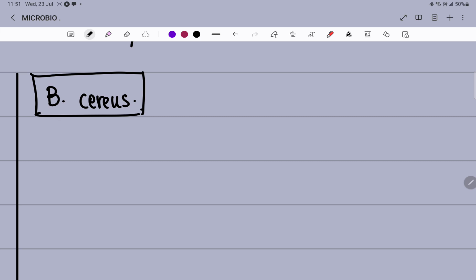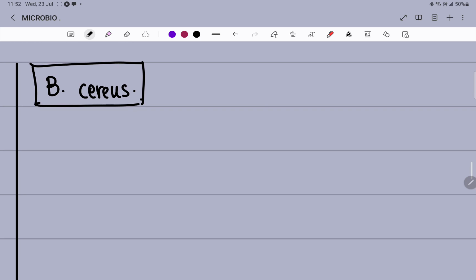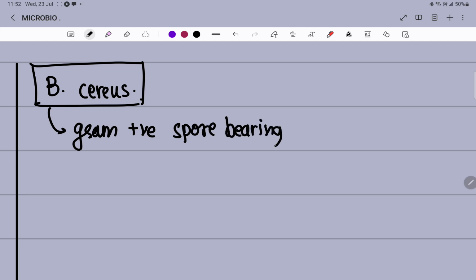It is caused by consumption, especially the emetic toxin. It is due to consumption of contaminated fried rice. Okay, so let us talk more about it. The one that is causing this food poisoning, B cereus, it is a gram positive spore bearing motile microorganism. What is it? It is gram positive, spore bearing and motile.